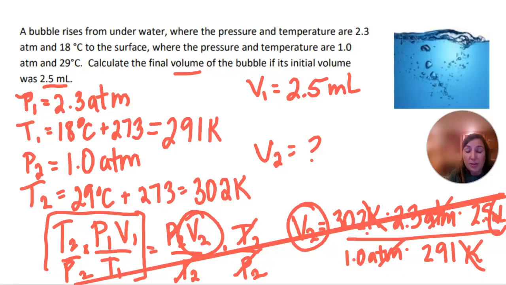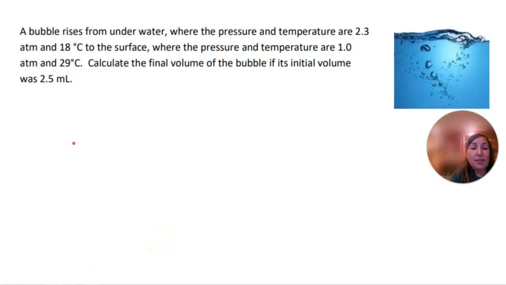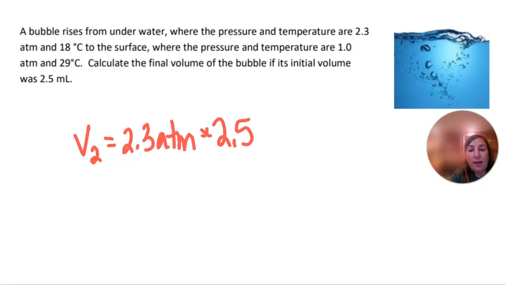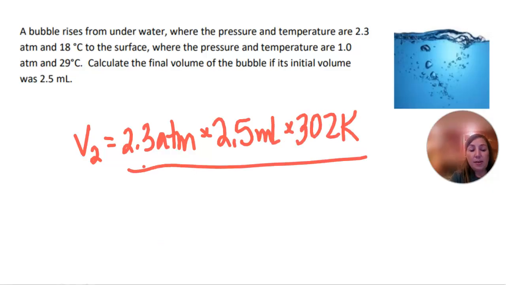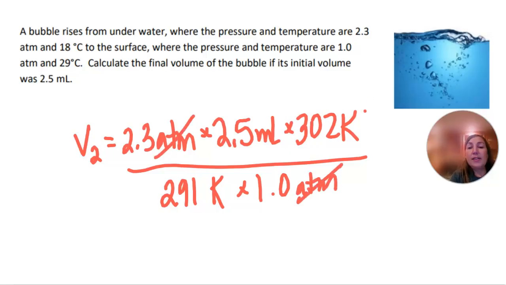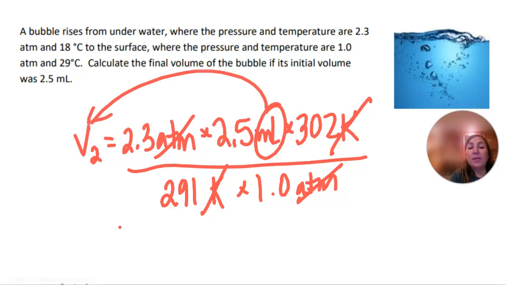So, gosh, that became a little bit of a mess. I might have to rewrite it. I just want to make sure. I think I'm going to rewrite it so you can see what the V2 was. 2.3 atm, 2.5 milliliter, 302 Kelvin. Over here we had 291 Kelvin and 1 atm. And we got everything to cancel for units except our milliliters, which matches our volume.